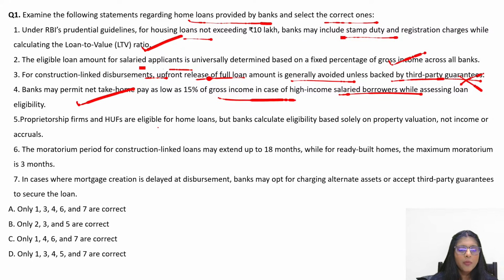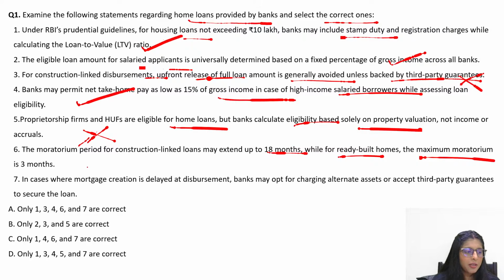Proprietorship firm and HUF are eligible for home loan, but bank calculates eligibility based solely on property valuation, not income or accrual. It's incorrect. For firms or HUF, eligibility is based on cash accrual, not on just property value. So it's incorrect. The moratorium period for construction linked loan may extend up to 18 months, while for ready built home, the maximum moratorium is 3 months.